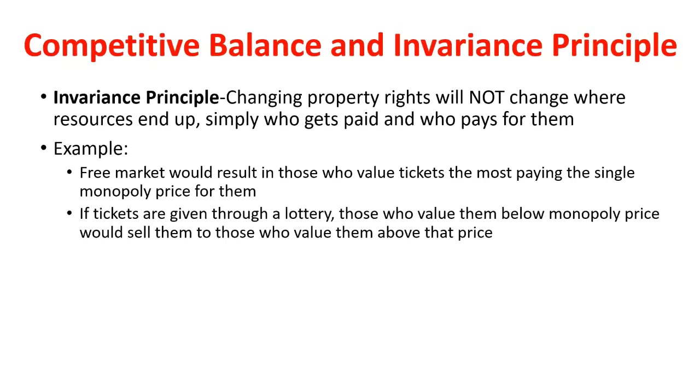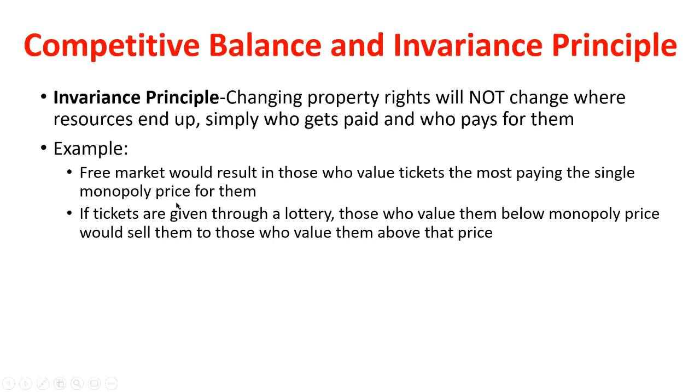If instead we do a lottery system, and some people end up with the tickets, it's just kind of random. It's not that they are paying a price, they just end up with the tickets. So the property rights are given out randomly. It could be that people who value them below the monopoly price say, well, look, I received these tickets in a lottery. I got them for free. I don't value them that much. Maybe I only value it at $10. If someone's willing to give me $20 for it, I would sell it to them, right?